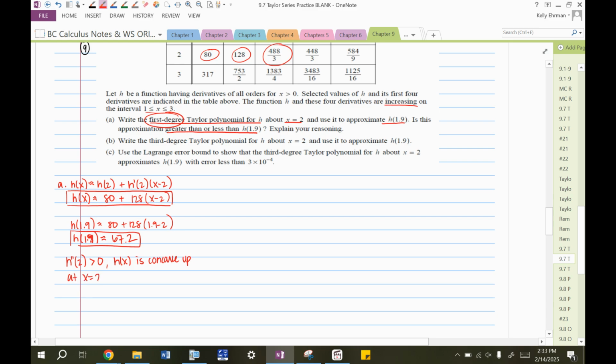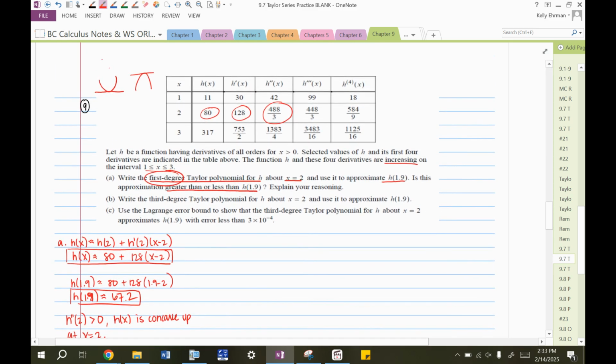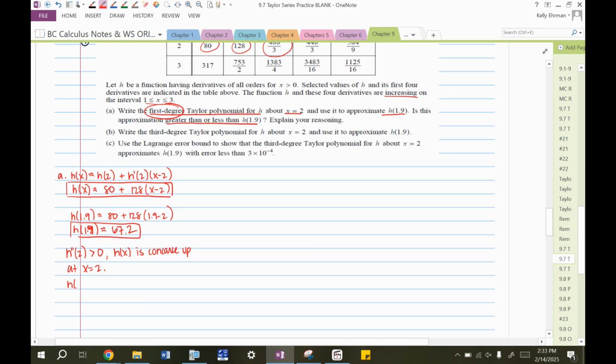So we know that h of x is concave up at x equals 2. So that's the first scenario that I drew out, which I always have to draw out for myself. You don't have to over-explain this. This is all you have to say. So that means that P1 of 1.9, my approximation, 67.2, is less than the actual h of 1.9. Okay. I think I did everything in that part.